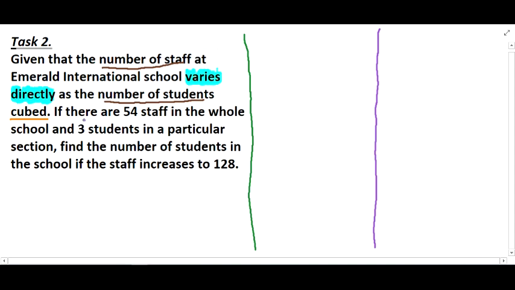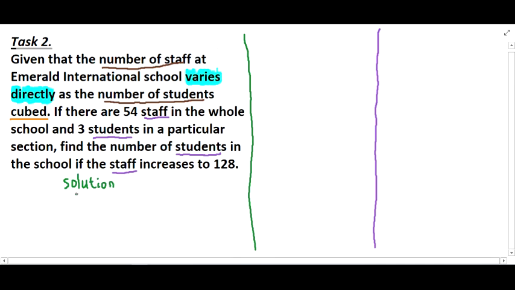Now, if you study this question carefully, if there are 54 staff in the whole school and 3 students in a particular section, find the number of students in the school if the number of staff increases to 128. Okay, let's go ahead and actually solve this question. Like I told you, it's never hard.